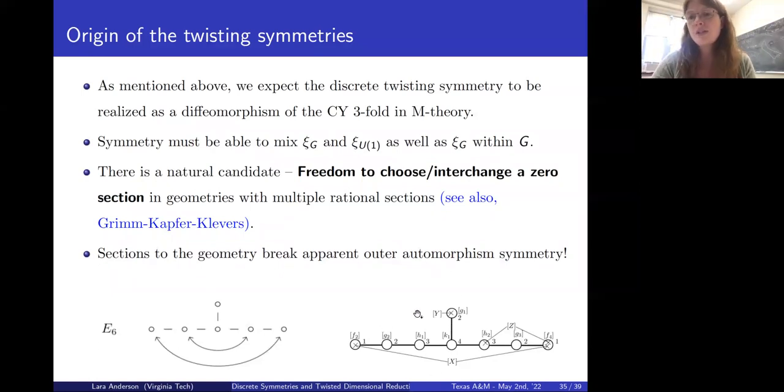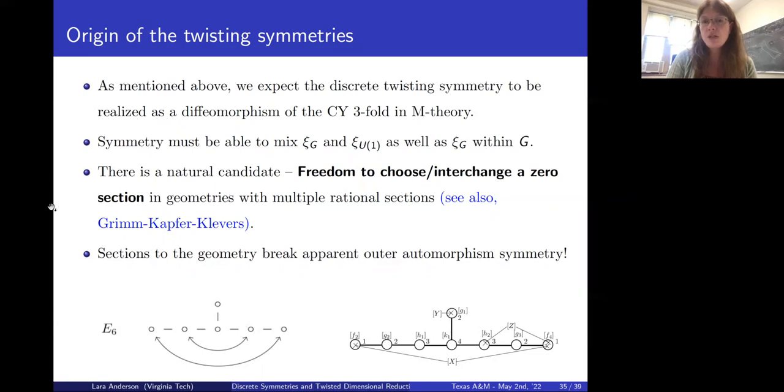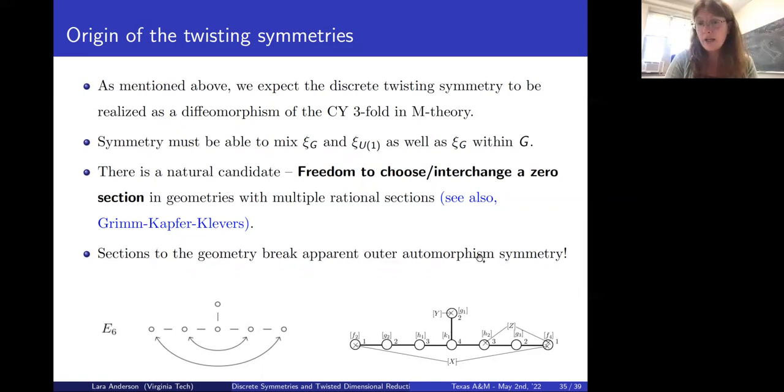And this is what can potentially lead you to groups with reduced rank. So the natural candidate for what that symmetry should be would be the freedom to choose and interchange sections in a geometry with multiple rational sections. There's also work from a few years ago by Grimm, Kapfer, and Klevers, which touched on similar themes, though in a different context. So, punchline: having a section seems to break the apparent outer automorphism symmetries that you would have in the geometry. You can restore it by having sections that are effectively symmetric.